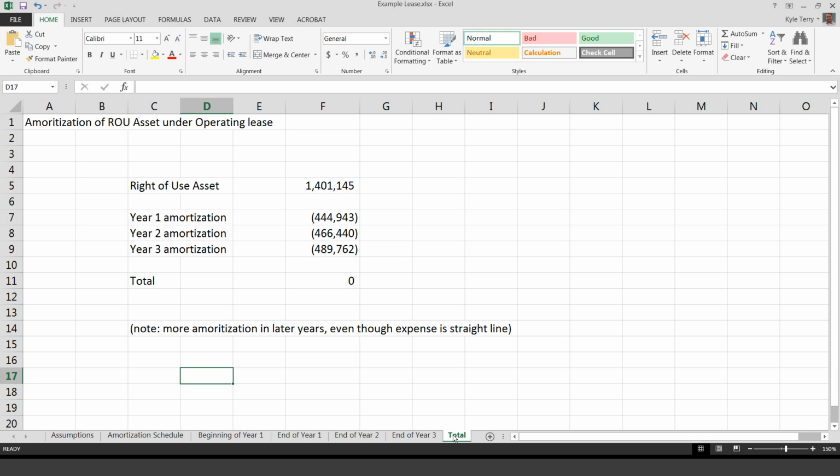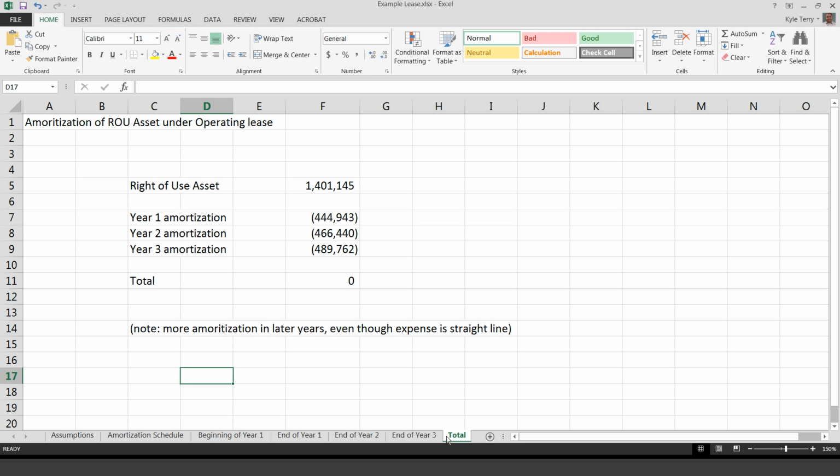So you can see there, this is how it amortizes off. So 1.4 million less the 444, 466, and 489 would equal 0. You'd have your right-of-use asset amortized off your balance sheet, just not on a straight line basis.